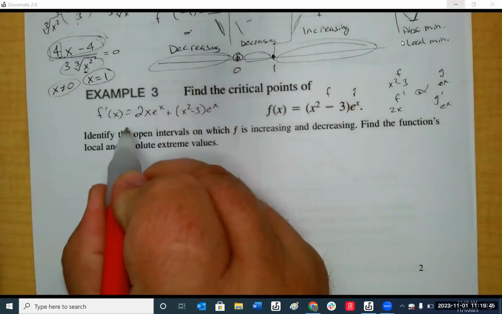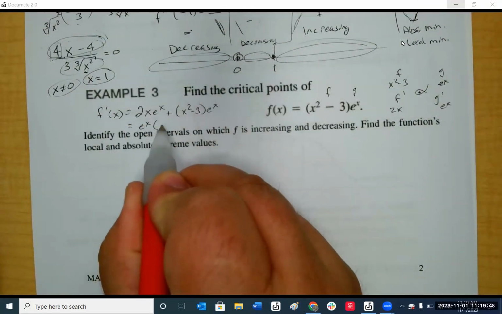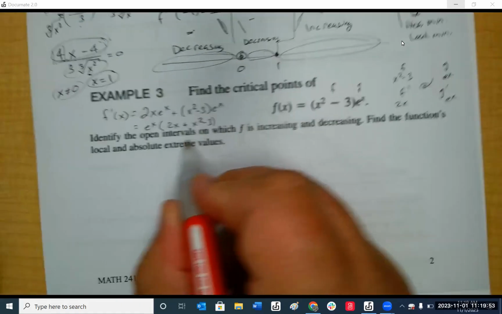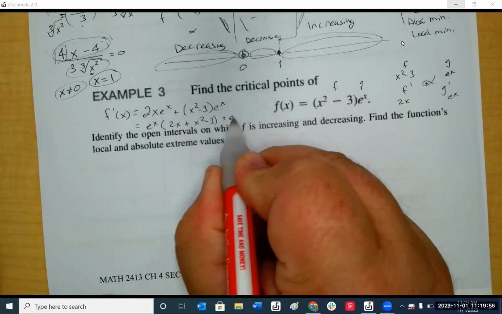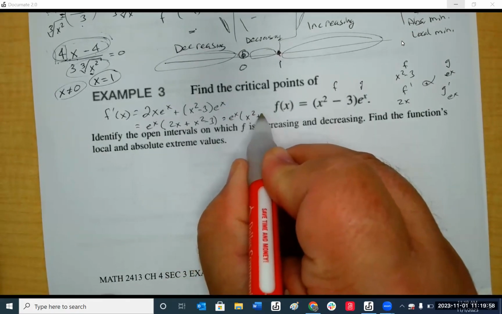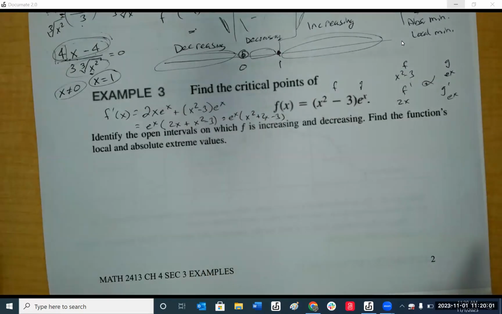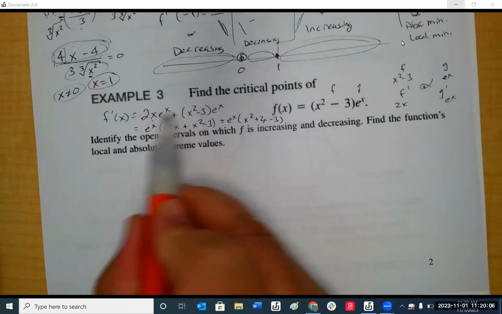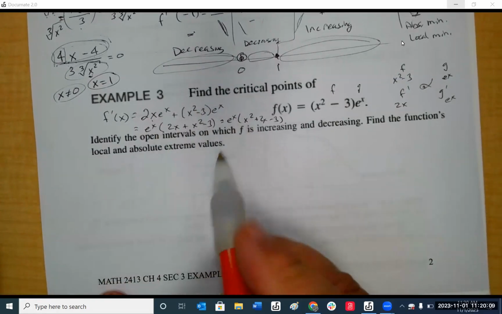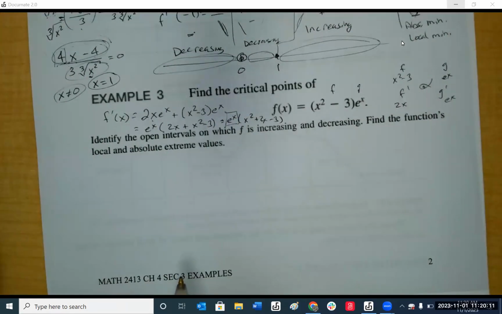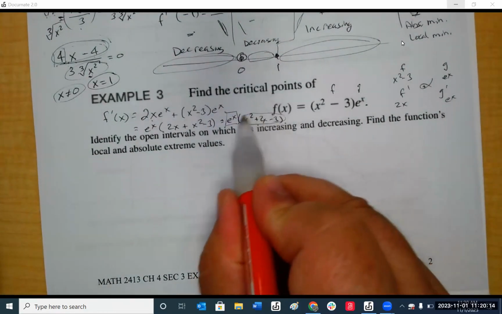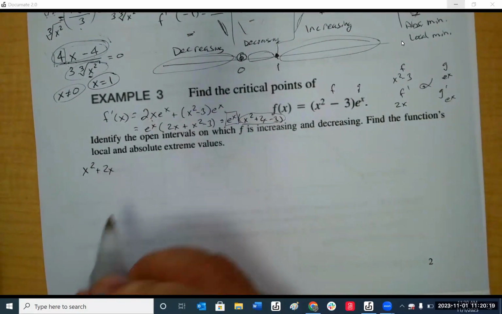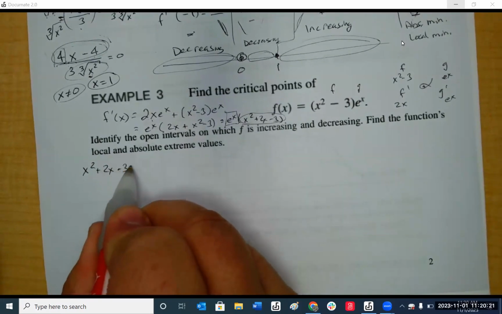Well, we have a common factor here. So we have e to the x times (x squared plus 2x minus 3), which makes it a quadratic equation. Before, we couldn't set it to equal 0 because we had two separate functions; now we just have a product. This one can never be 0, so the only one that can be 0 is that one. So we set x squared plus 2x minus 3 equal to 0.